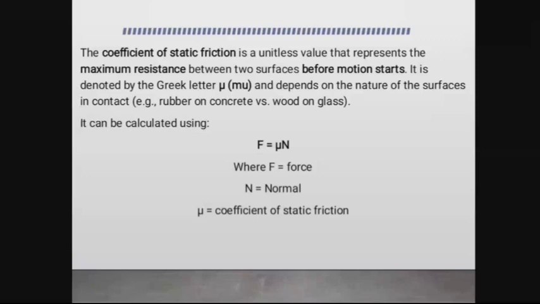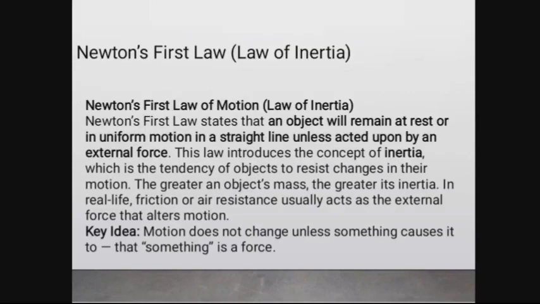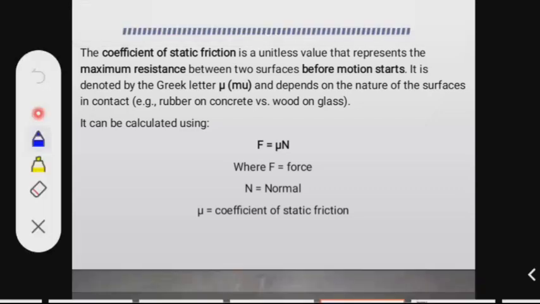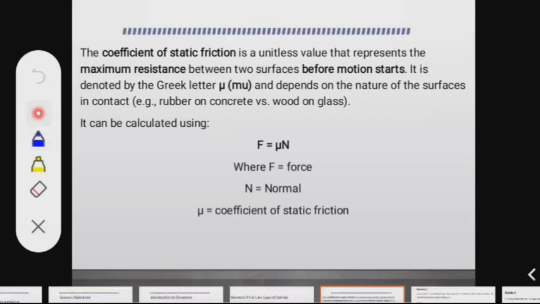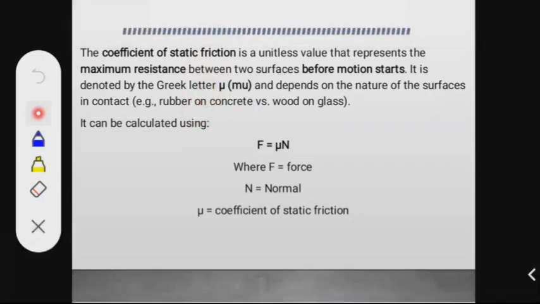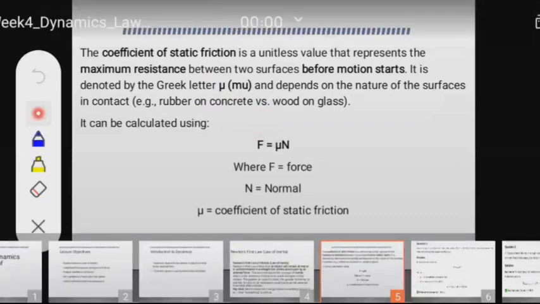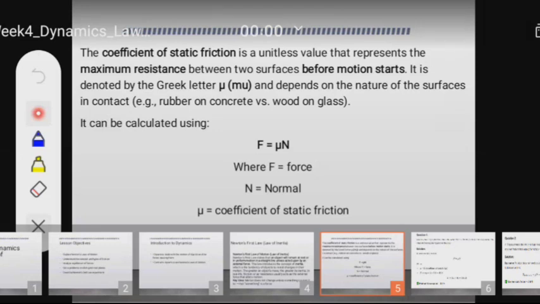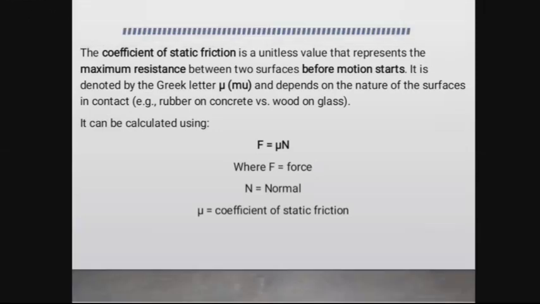So this is the maximum energy that needs to be overcome for an object to start moving. The coefficient of static friction is usually represented by this Greek letter mu. Let me use my illustrator now. So this letter mu here is used to represent the coefficient of static friction. It has a formula that they use to express this. The formula is that F equals mu n. So mu is like u, and this is the formula.